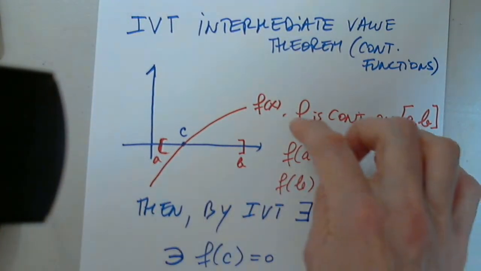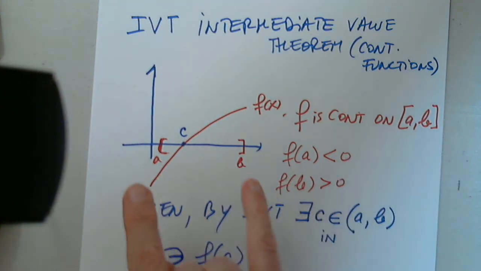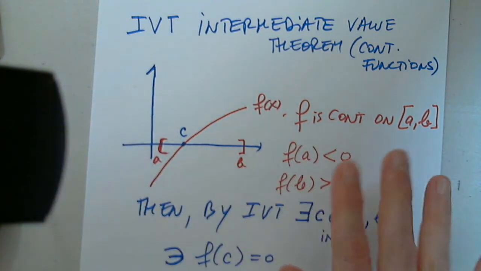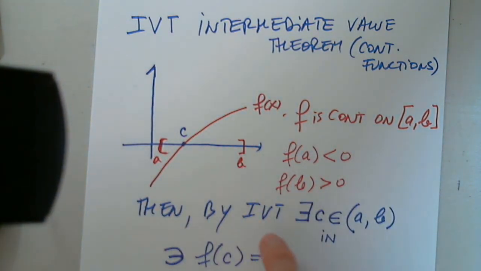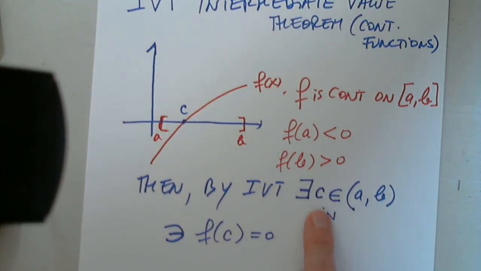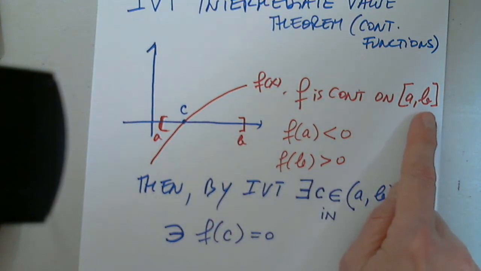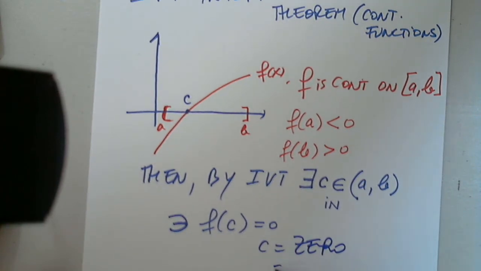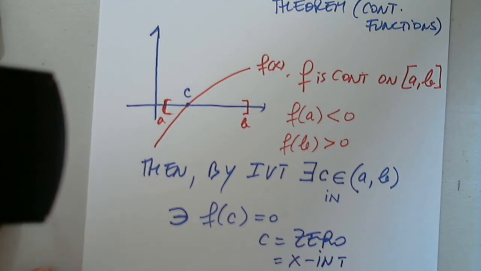So then, if the function is continuous and it changes sign on the interval, it doesn't matter from positive to negative or from negative to positive, it changes sign. Then by IVT, I will find a C in the open interval a comma b, not the closed interval, but the open interval, such that f of c must be 0. So c is a 0 of the function, or c is the x-intercept, or one of them. There must be.